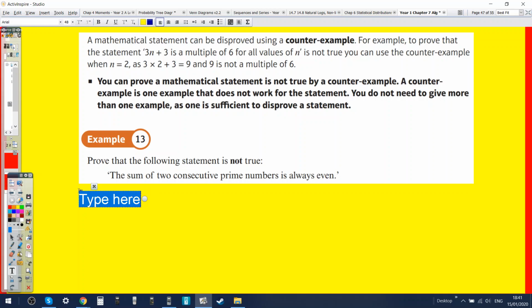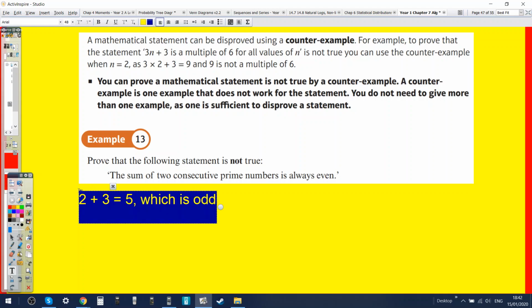Is there a very special prime number? 1. 1's not prime. A prime number has two factors. 1 has a repeated factor, I suppose. 2. Yep. So you could do 2 plus 7, which is 9. Are 2 and 7 consecutive? Oh, I forgot about that. 2 plus 5. 2 and 5 are not consecutive prime numbers. 2 and 3. There you go. Which makes 5, which is an odd number, so the statement is false.